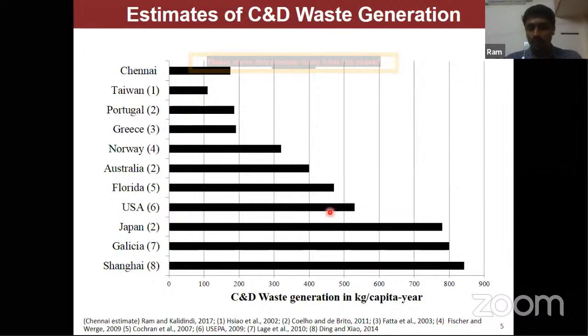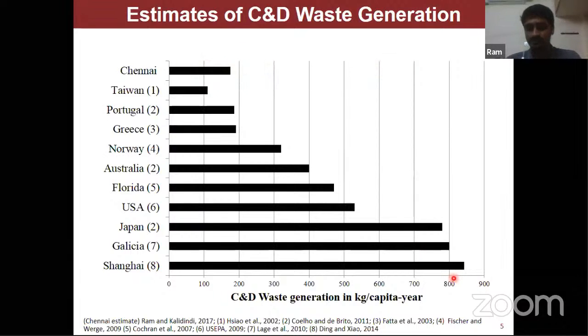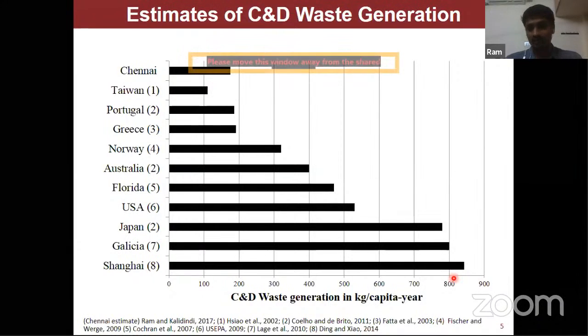Okay, so now that we know recycling is a good solution, do we have enough quantity of waste that can be recycled? The literature says yes. The total amount of waste being generated in various cities ranges from 100 kilograms per capita per year in India and Taiwan, all the way up to 800 kilograms per capita per year in Shanghai and Spain. So that's the amount of waste getting generated in the world. And we can safely assume that in the developing countries, especially the BRICS countries, the waste generation is only going to increase.